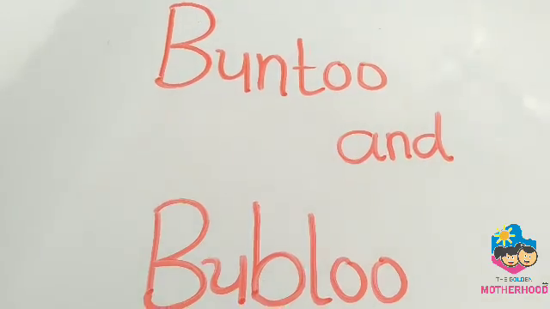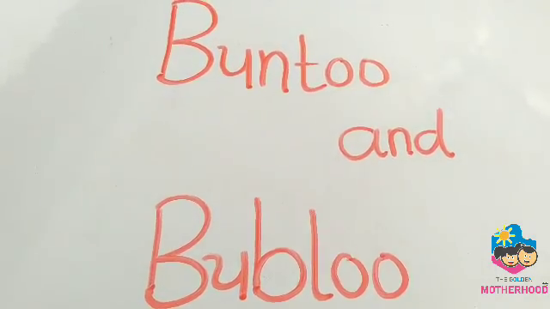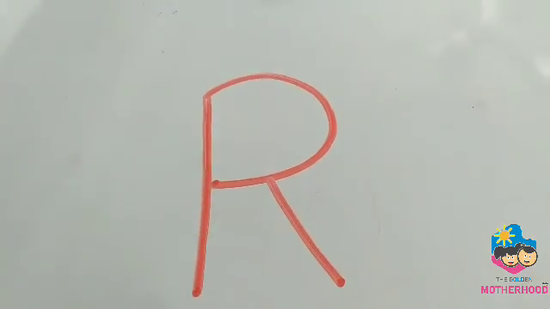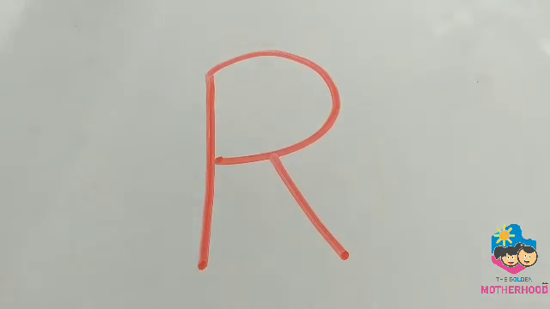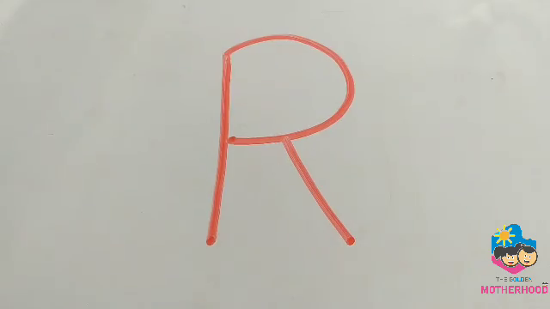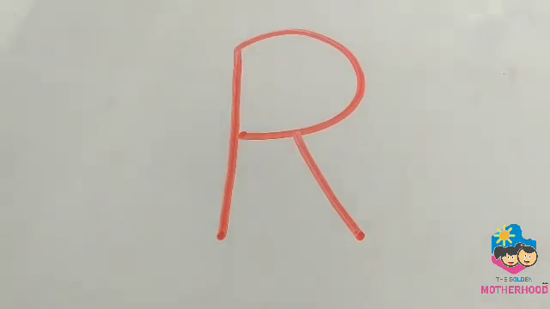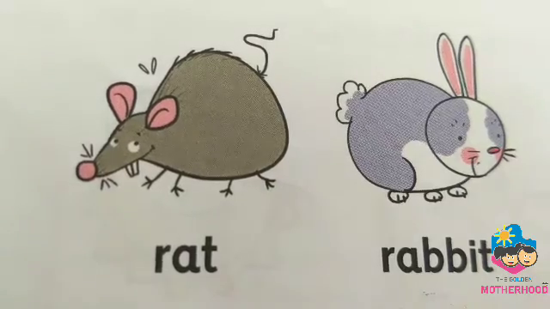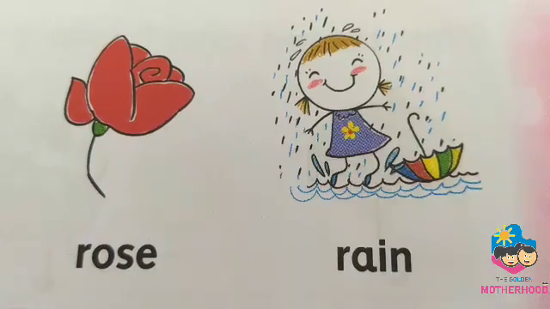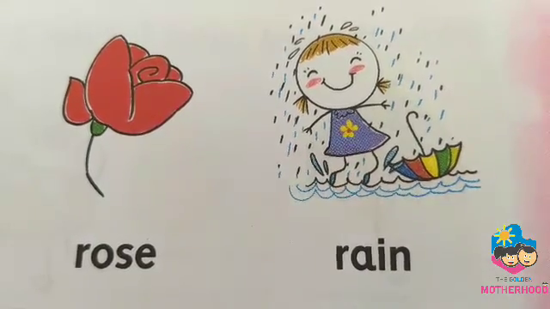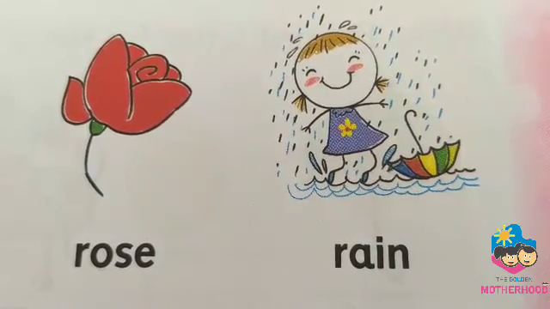Now count letter B. It's a combination of one standing line, one backward curve and one slant line. Here I show you some pictures which start with the letter R. R for rat, R for rabbit, R for rose, R for rain.